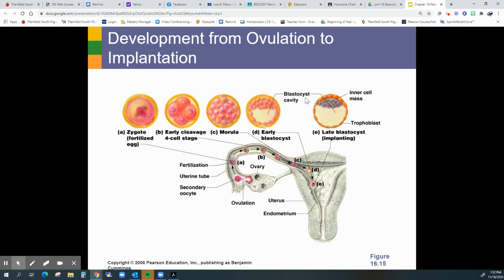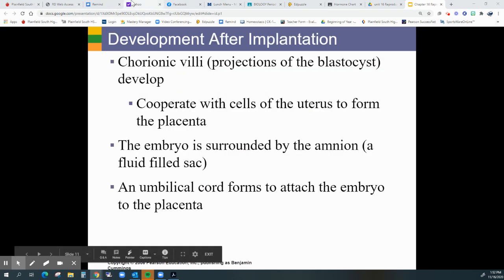Here's what the blastocyst kind of looks like. So here's your fluid, all right, and then the mass of cells. And then at the point of implantation, this is kind of what that cell will look like. All right, development after implantation here. Okay, so the big thing that we have happening is these chorionic villi. All right, these are little projections that reach out away from the blastocyst. They will eventually make up the junction between the placenta as well as the uterine wall.